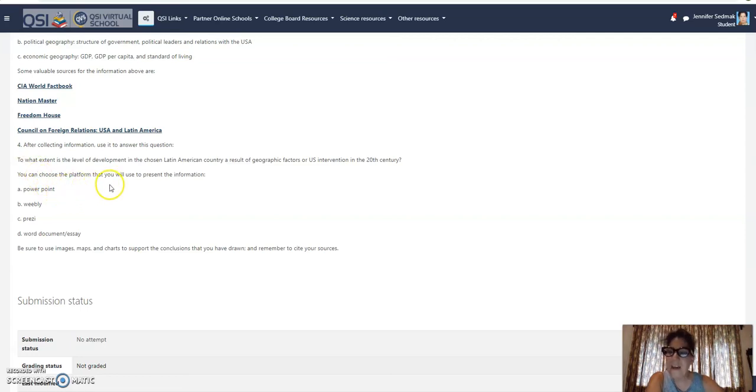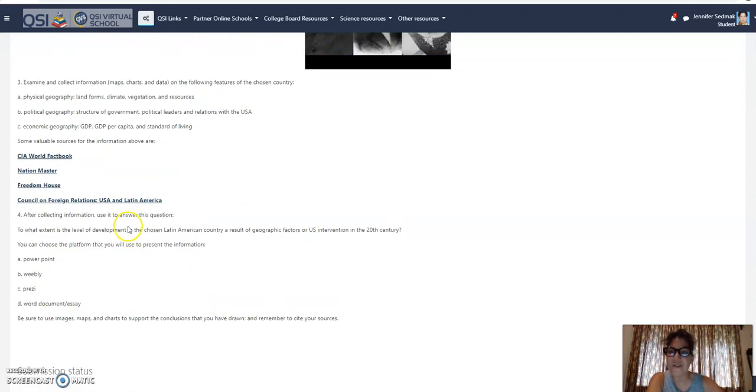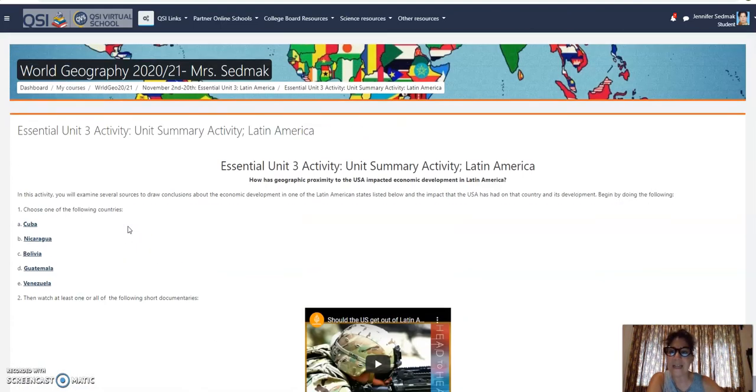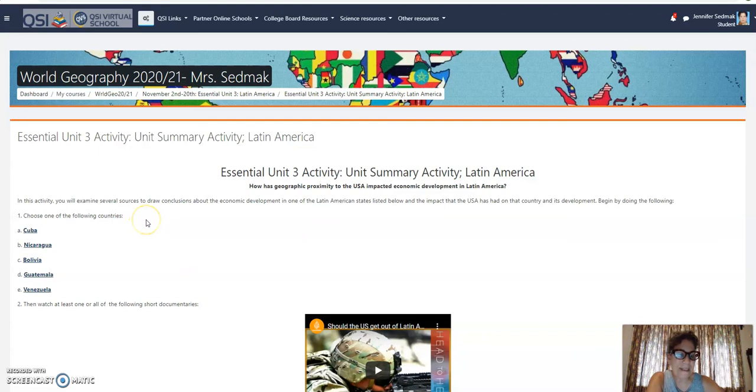You can choose the platform that you will use to present the information. You can use a PowerPoint. You can create a Weebly or a Prezi if you want. You can even just use a Word document and gather all of this information, the maps and all of that data, and just present it in a Word document. And I would be satisfied with that as long as you answer the question, how has geographic proximity to the United States impacted economic development in Latin America?